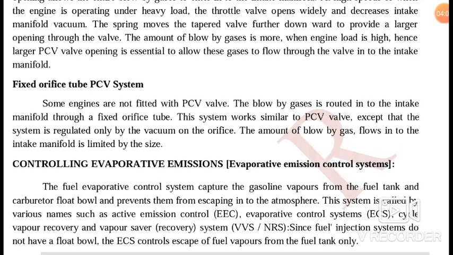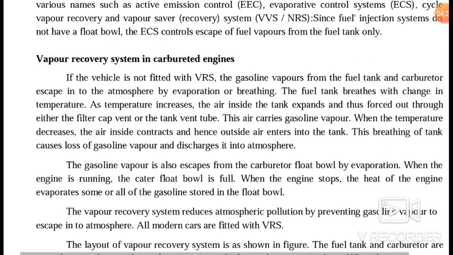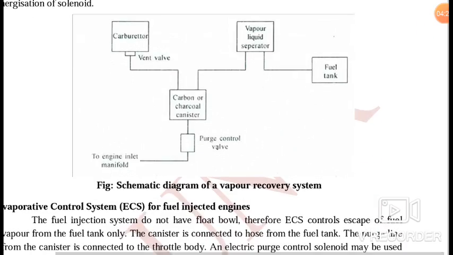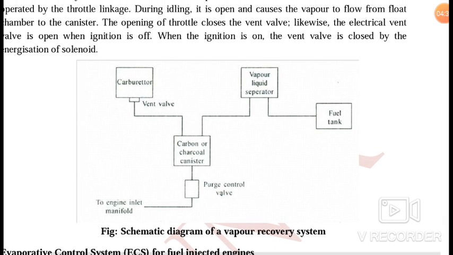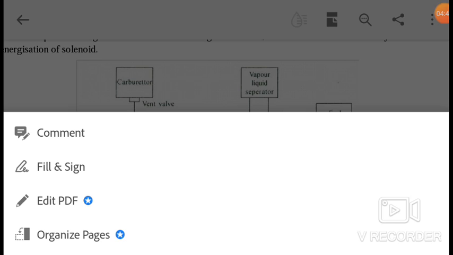This is the evaporative control system or vapor recovery schematic diagram. I already told you that we have different types of evaporative emission control systems. In that, the first one is the vapor recovery system. Here we have the schematic diagram. It consists of a carbon or charcoal canister. This is the very important part of the system. So once again, it is the carbon or charcoal canister system.